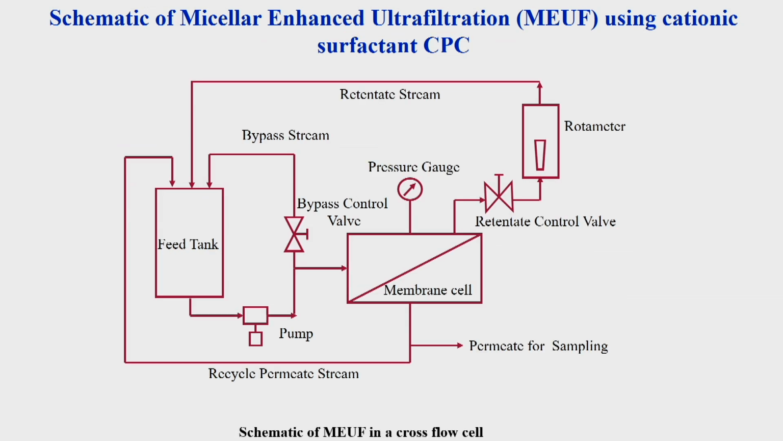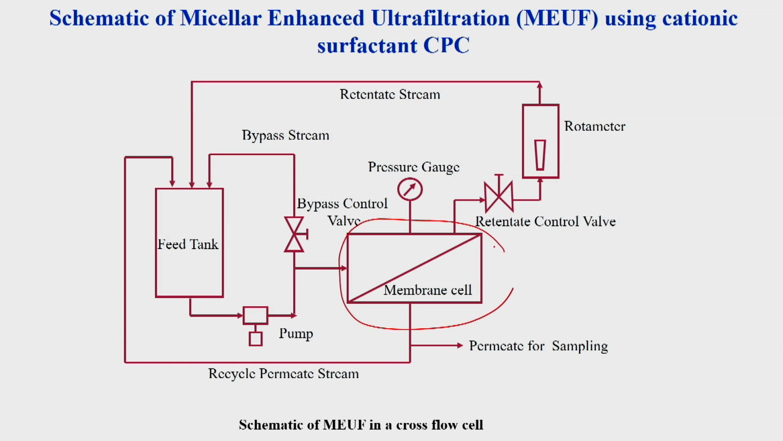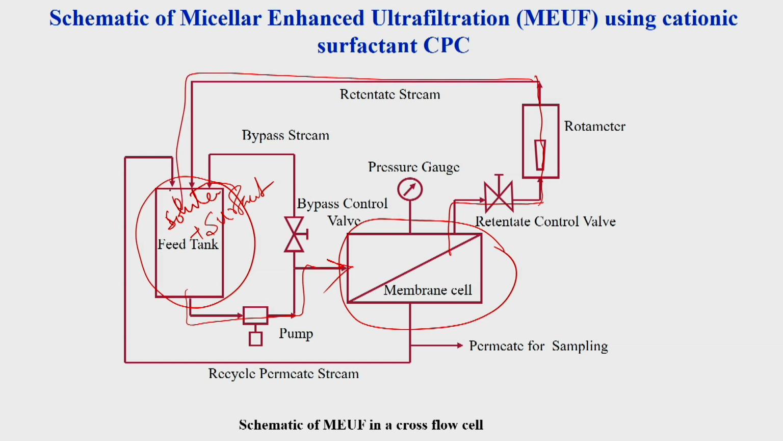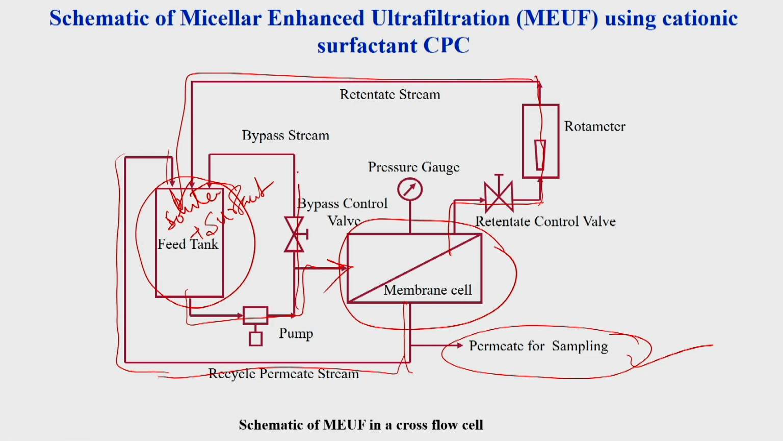Say like this is the membrane cell and we have this feed tank. Inside this feed tank suppose we have the solute and the surfactant, say cationic surfactant. Okay. Suppose CPC is there, then through this pump it will enter into the membrane cell, then from the retentate line the solute and the globules of the surfactant will again come back to the feed tank. But whatever permeate comes out, some portion will go for sampling and some portion will be recycled after this treatment. Okay. But the bypass line is there to control the flow rate through this membrane cell. Okay.